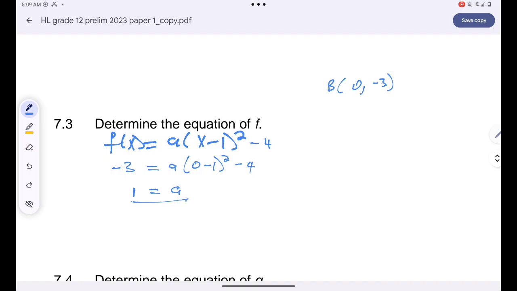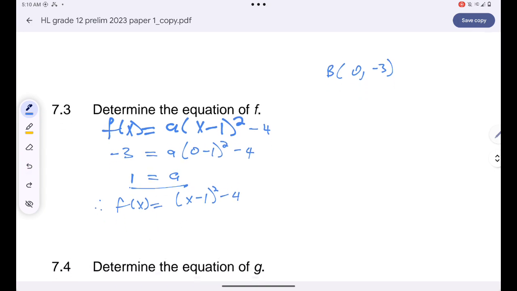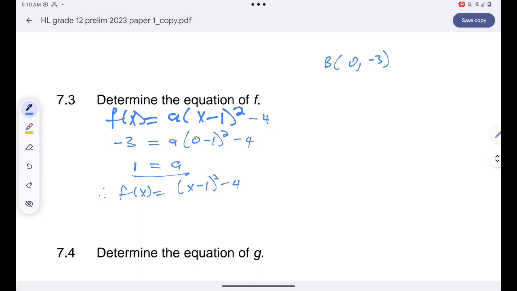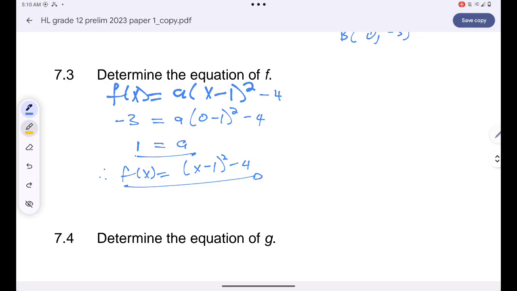So therefore a is just equal to 1, and hence f(x) will be equal to (x - 1)^2 - 4. I don't need to write 1 there. I know that a is equal to 1. You can leave your graph like this, guys, or you can simply expand it. They didn't tell us to leave our graph in turning point form, so we can leave it like this. You'll still get your full marks, or you can further simplify it by just removing the brackets. So this will further be equal to x^2 - 2x + 1 - 4, and hence x^2 - 2x - 3.